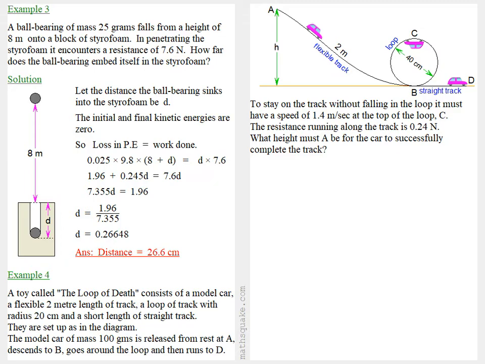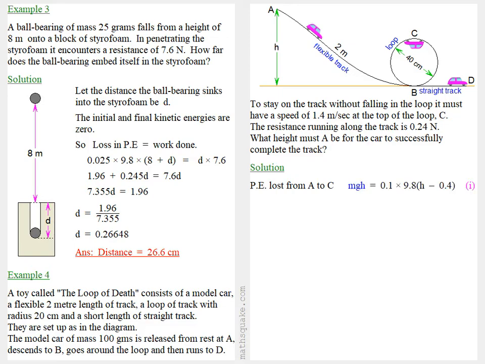To stay on the track without falling in the loop, it must have a speed of 1.4 meters per second at the top of the loop C. The resistance running along the track is 0.24 newtons. What height must A be for the car to successfully complete the track? Well, to solve this, we need to work out the potential energy lost going from A to C.